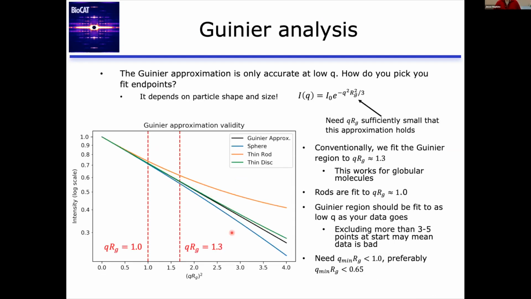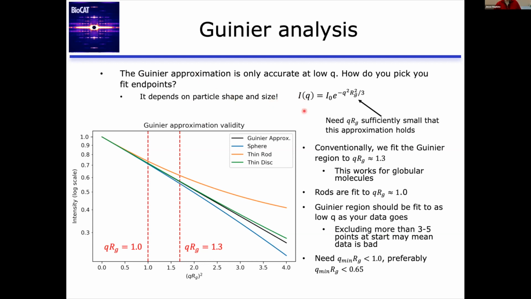So digging a bit more into the Guinier analysis, I said that this analysis is only accurate at low Q, and that you have to fit a region in which the approximation holds, in which the analysis is valid. And so the big question, and actually the big challenge for Guinier analysis, is how do you pick the fit endpoints? How do you pick the region in which you're applying this approximation? And it turns out it depends on the particle shape and size.